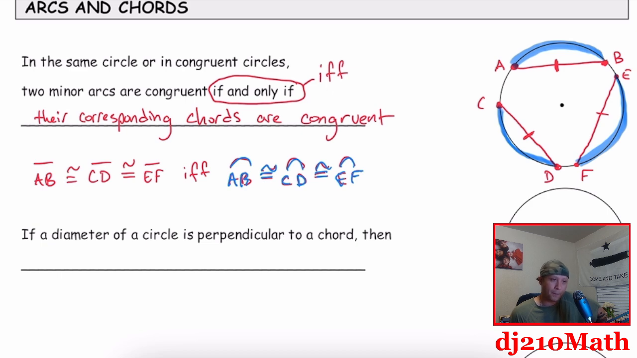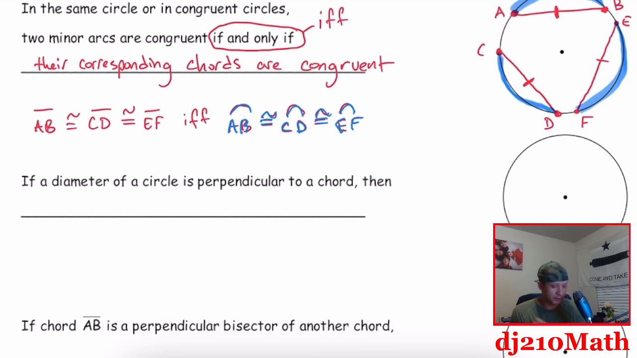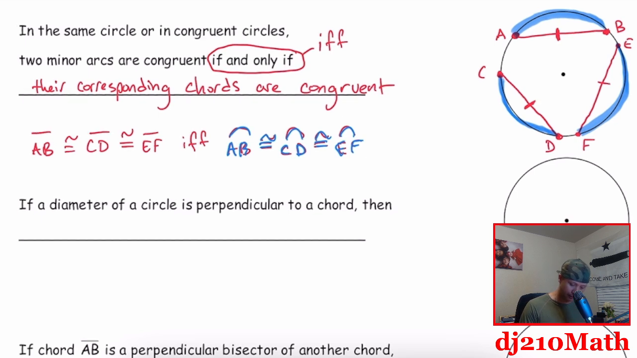All right. If a diameter of a circle is perpendicular to a chord, so remember, perpendicular means 90 degrees, it intersects at a right angle, then the diameter bisects the chord and its arc.